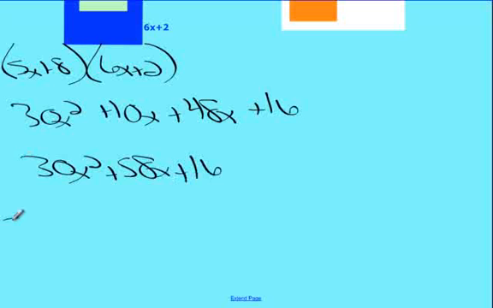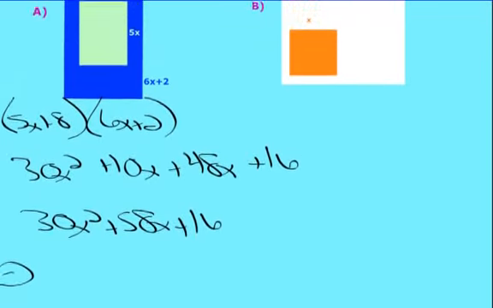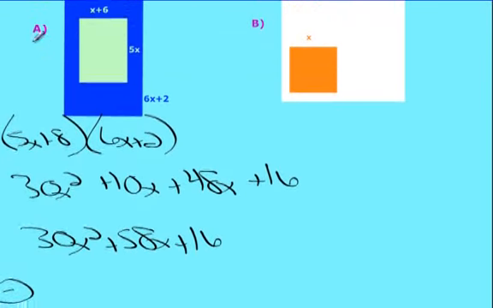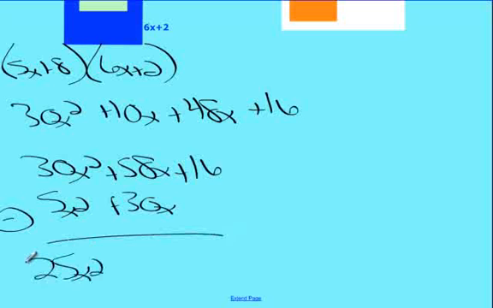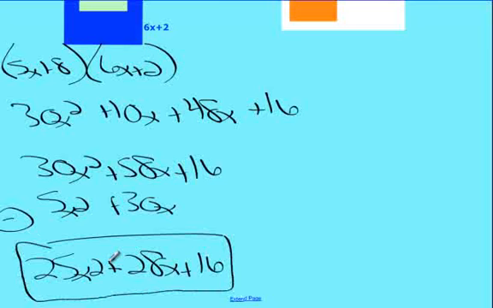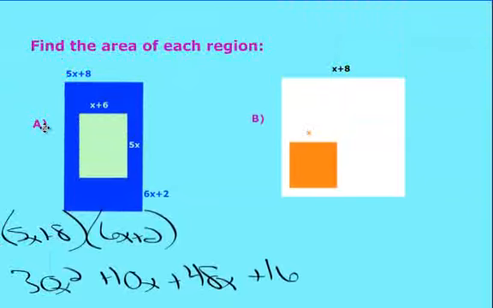Alright, now what I have to do is subtract out the inside. So that's 5x times 6x plus 6. So that's 5x squared, and that'll be plus 30x. Alright, now we're ready to move on with this. So 30x squared minus 5x squared, 25x squared. 58x minus 30x is plus 28x plus 16. So that's the area of the blue rectangle minus the green. If that's not green, you gotta tell me tomorrow. So I think it's green.